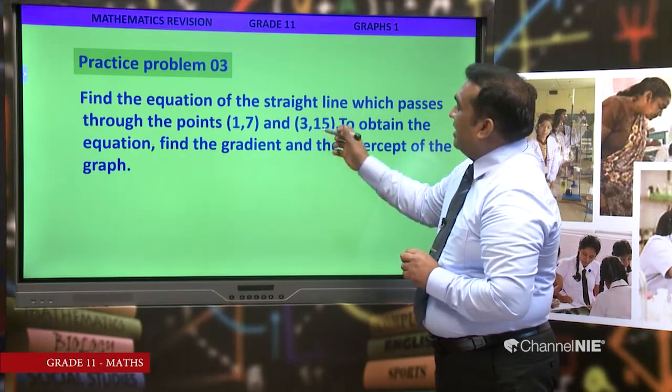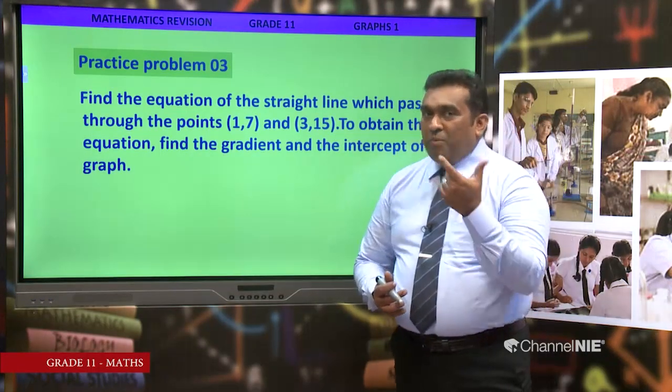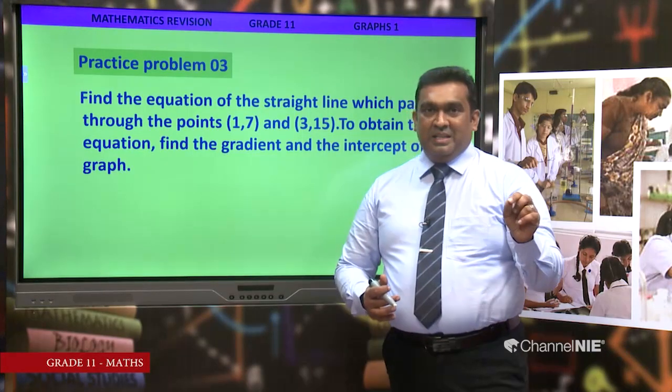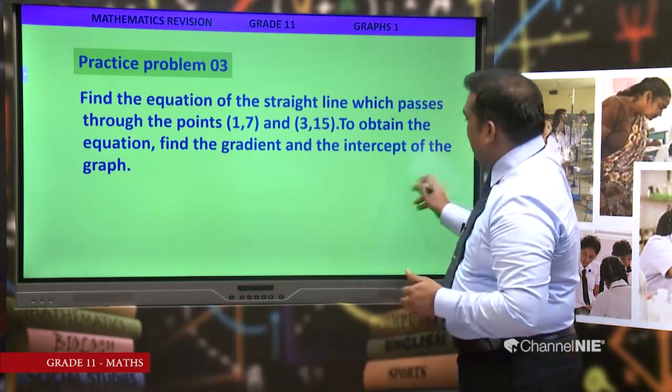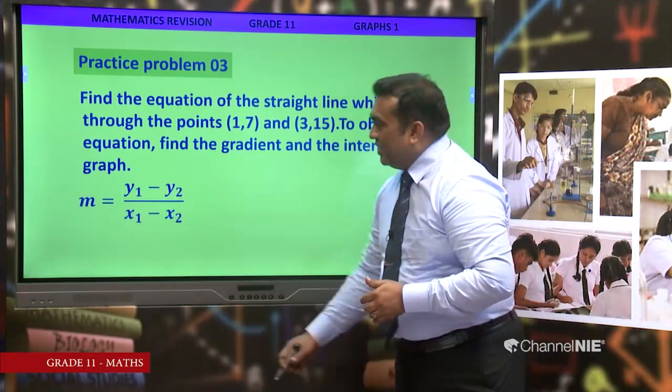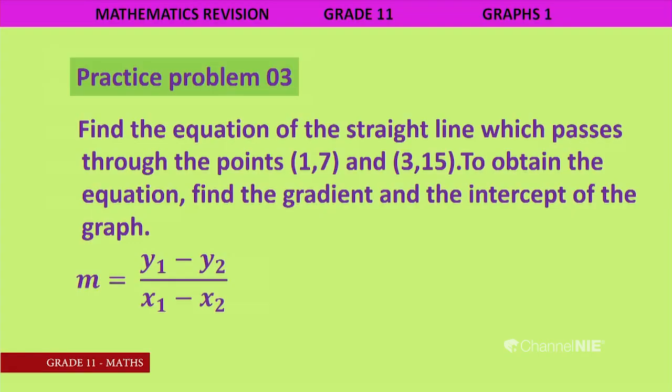Here it is easy to find the value of m because you have 2 points. 2 points means 2 y coordinates and 2 x coordinates. Then you can consider the difference of y coordinates and the difference of x coordinates. According to the definition, (y1 minus y2) divided by (x1 minus x2). Here (x1, y1), (x2, y2). You can consider 15 as y2, 7 as y1, 3 as x2, 1 as x1. So it is 7 minus 15 divided by 1 minus 3.